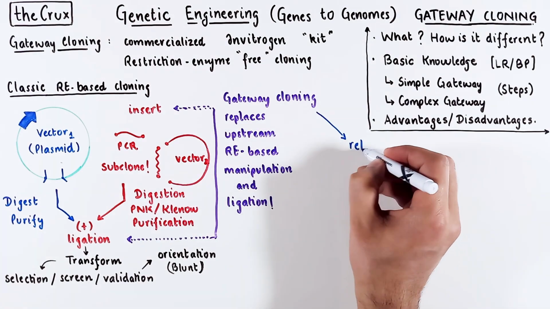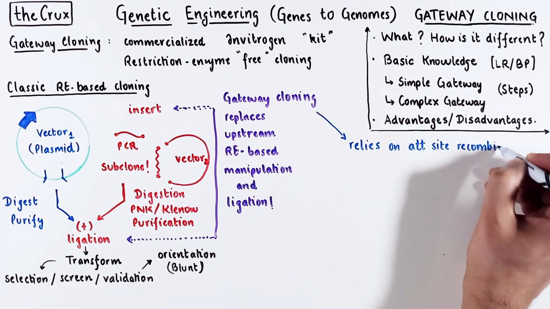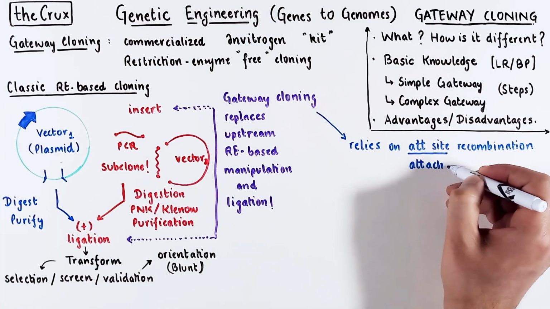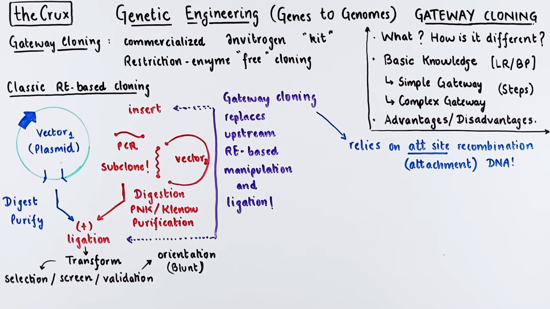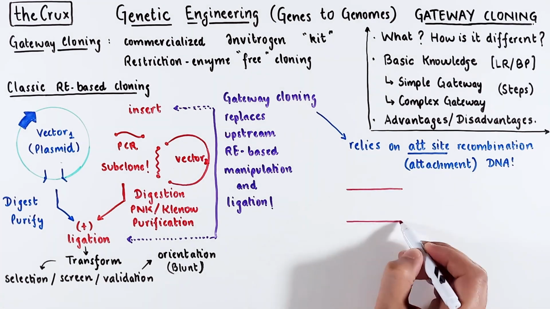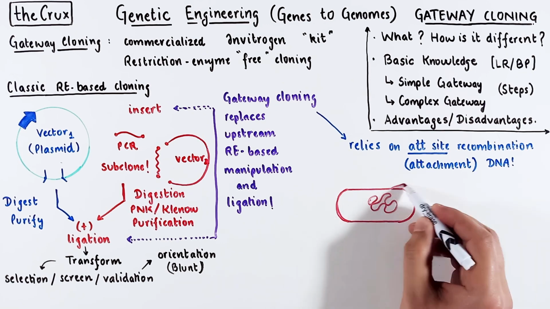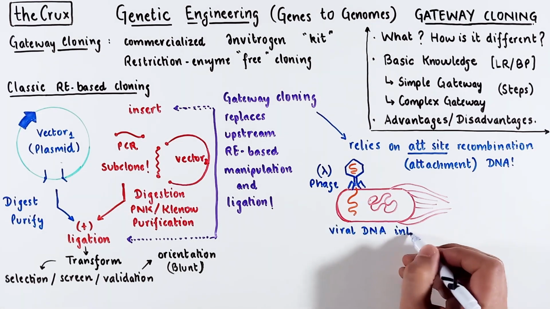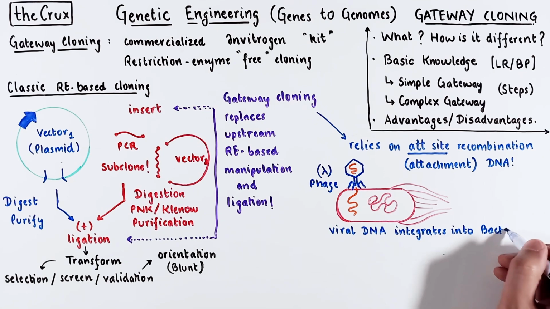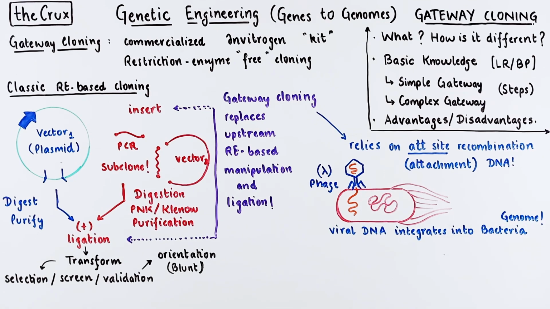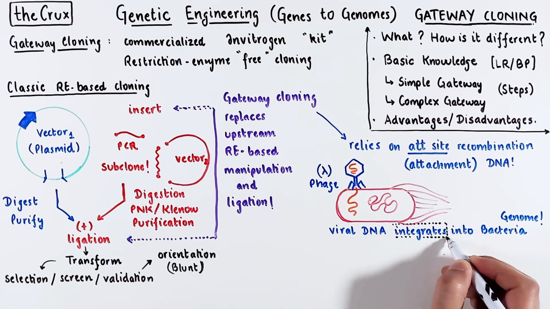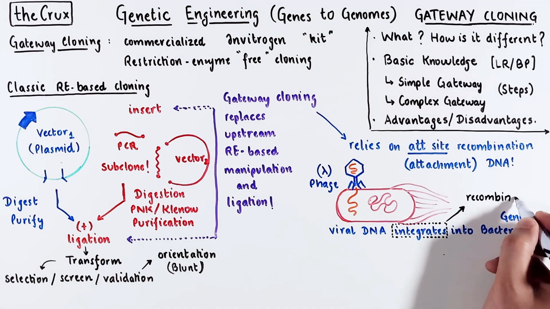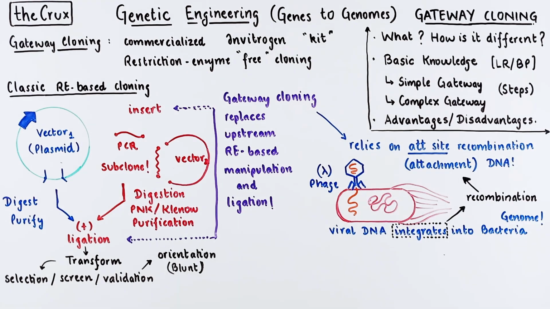Gateway cloning relies on att-site recombination. Att sites are attachment sites and they are DNA sequences. Here's some context to attachment sites. Think of a happy bacteria that is swimming, but out of nowhere a bacteriophage lambda attacks the bacteria. The infection leads to viral DNA injection into the bacteria. If you know a little bit about the virus life cycle, the viral DNA can integrate into the bacterial genome. This integration occurs due to recombination of the attachment sites between the two genomes.